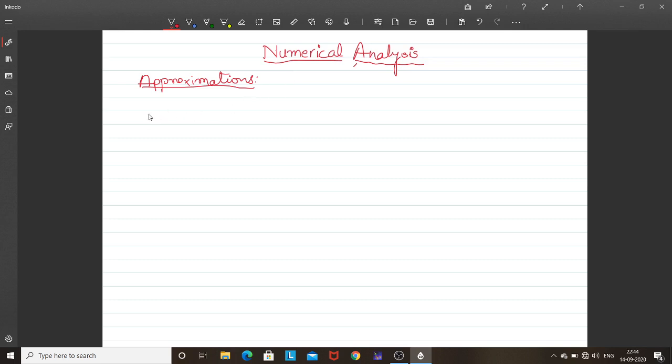Let's see about the numbers first. In numerical analysis, we are considering only two types of numbers. One is exact, the second one is approximate numbers. Exact numbers we know. Let me take examples for exact numbers: 2, 4, 6, 1 by 2, 7 by 2, and so on. These are the exact numbers.